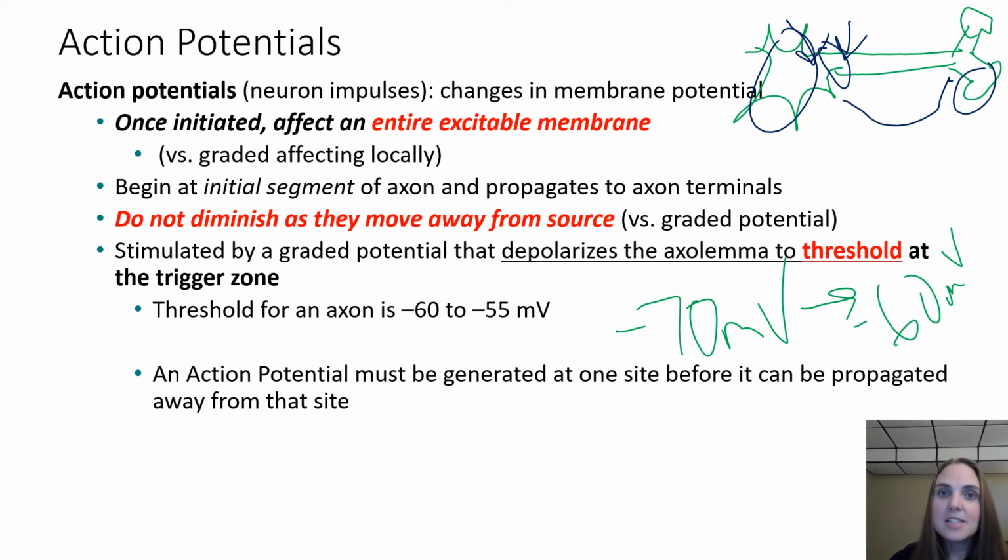The action potential has to be generated at one site before it can be propagated away from that site. So we've got to get that action potential triggered at that trigger zone for the action potential to then travel all the way down. Once we reach threshold at the trigger zone, once we've depolarized to -60 millivolts at that trigger zone, then because this is an excitable membrane, the action potential will travel all the way to the end. Okay, it's going to affect the entire membrane versus that graded potential, which is only going to act locally.